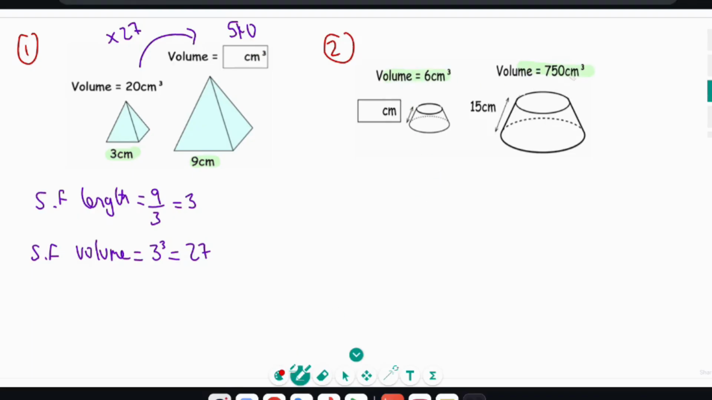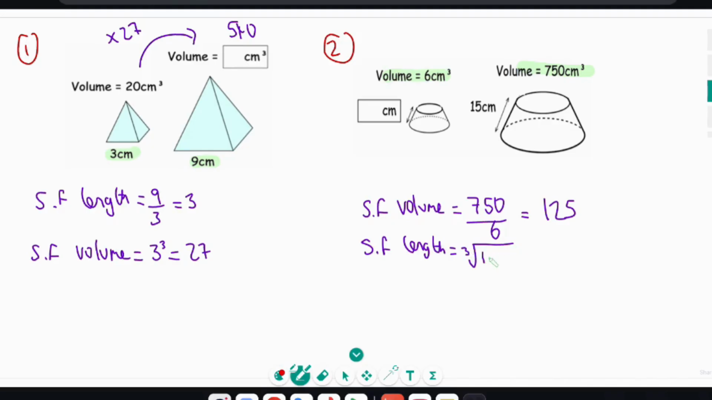This time we have a volume and a volume, so we can find the scale factor for volume. $750 divided by 6 is 125. Scale factor for length: we need to cube root our 125 to get 5. Smaller shape to bigger shape, so we're going to divide 3.